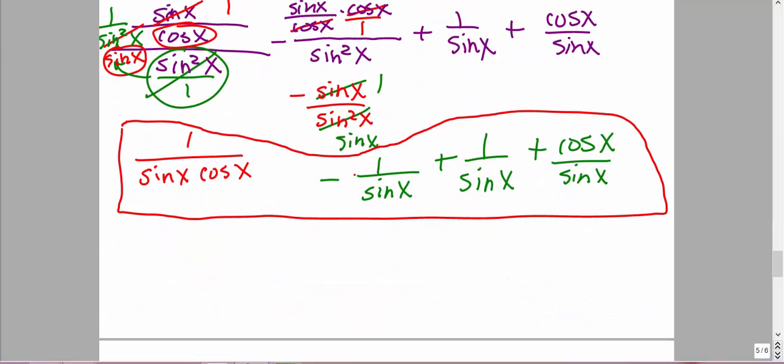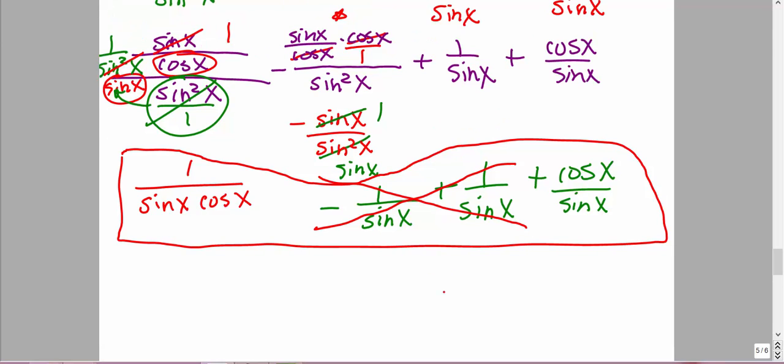Pretty quickly we can tell that minus 1 over sine x plus 1 over sine x are exactly the same terms except opposite signs. So these are actually going to just cancel each other out. So we can let those two go. And now we're left with cosine x over sine x, which is cotangent x. So that would be simplified to cotangent x.